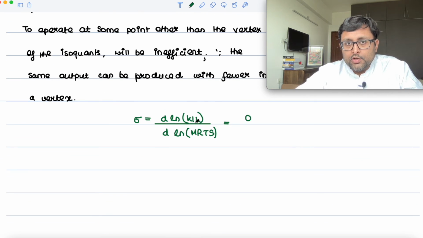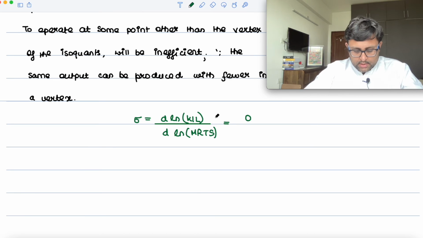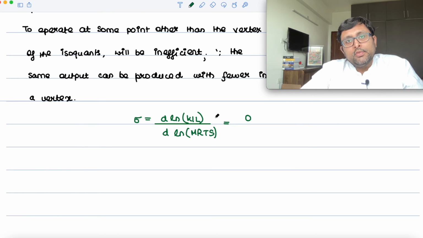This is 0. So the numerator is 0, that's gone. So K by L is constant. For a fixed-inputs production function, the K by L ratio is constant. So the numerator for elasticity of substitution is 0. Hence sigma is 0.